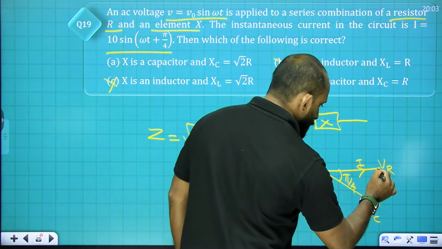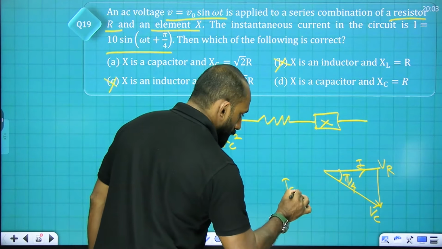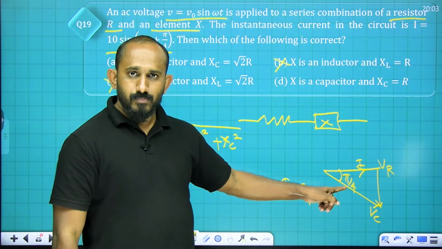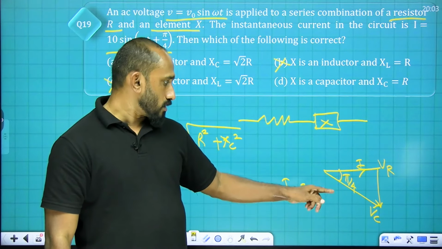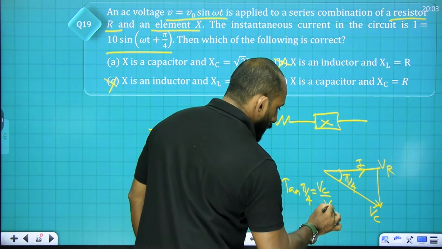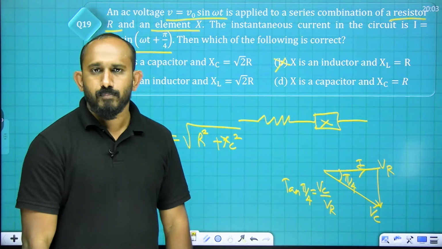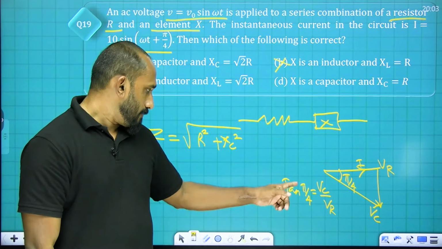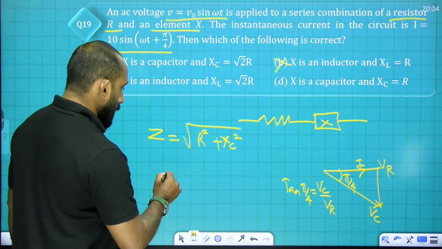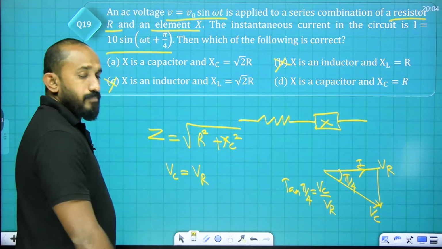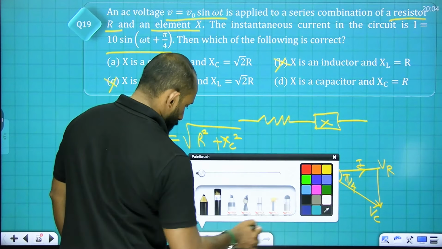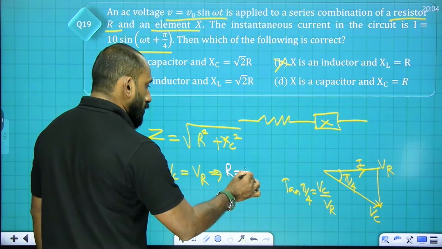So in this equation, tan pi by 4 is equal to how much? Tan pi by 4 is opposite by adjacent, so it becomes VC by VR. Tan pi by 4 means tan 45, that is 1, you know. So we can say VC is equal to VR. VC is equal to VR, so that gives that both voltages are same. So R is equal to XC.